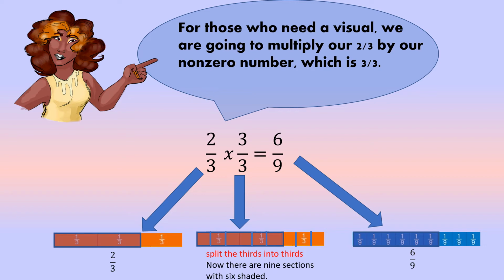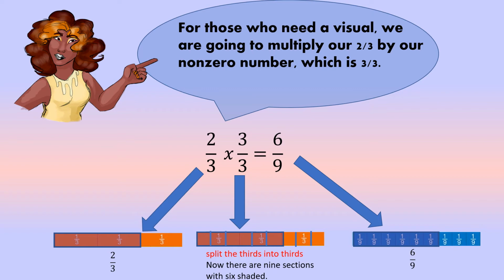Our second arrow, which is in the middle, shows us that we have to split the thirds into thirds. Why are we splitting the thirds into thirds? Because we multiplied by our non-zero number, which was 3/3. So now there are 9 sections total, and there are 6 shaded. Let's look at our third arrow, the last arrow. It represents 6/9. There are 9 sections total, and there are 6 shaded.